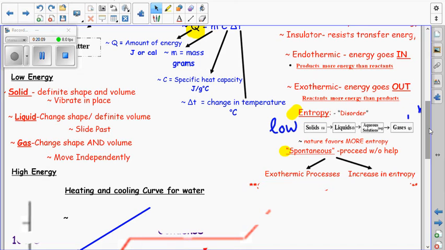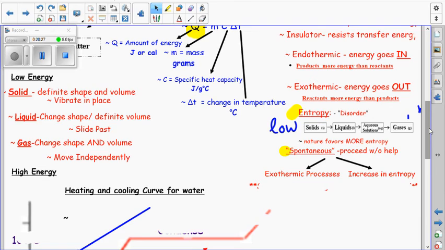Okay? So, with these spontaneous reactions, if it's both of these, it's spontaneous. If it's neither one of these, it's definitely not spontaneous. If it's one but not the other, it's a maybe. Okay? It's a maybe.